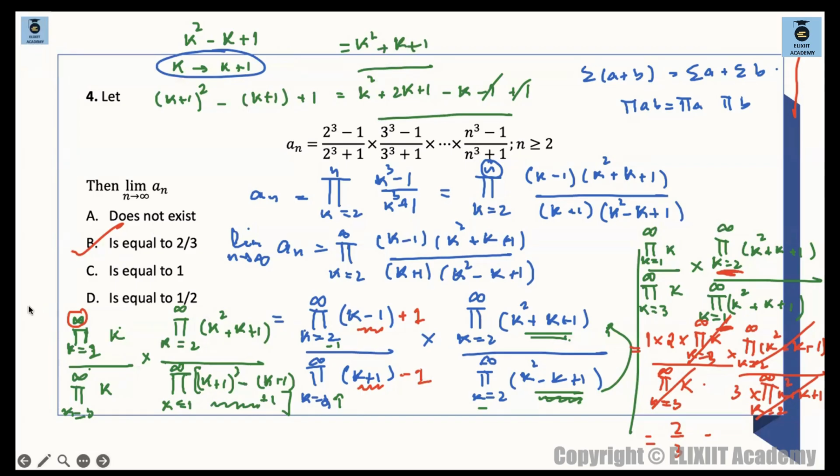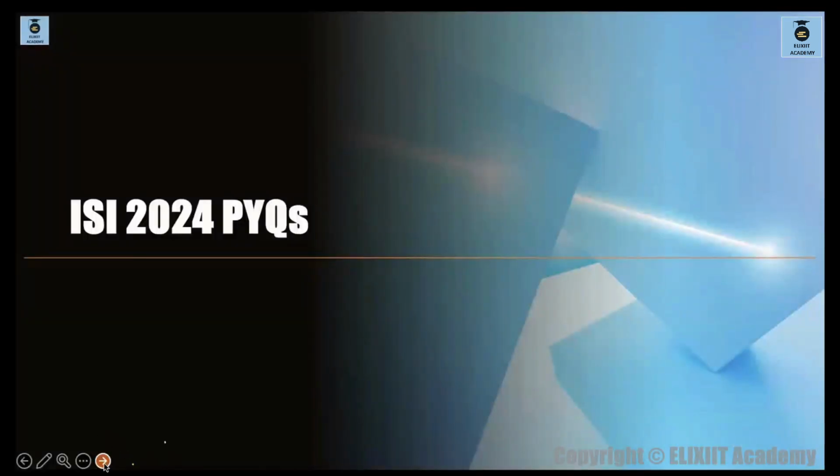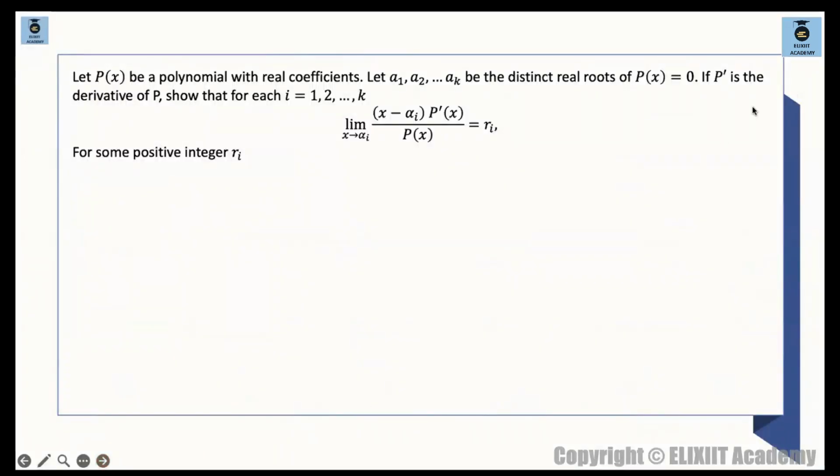I move on to the next question. We are done with the previous year questions of ISI 2025 limits. All 2025 questions are done. So we move to the next question. Next year, 2024 onwards. 2024. Now you will see that you will get one question.